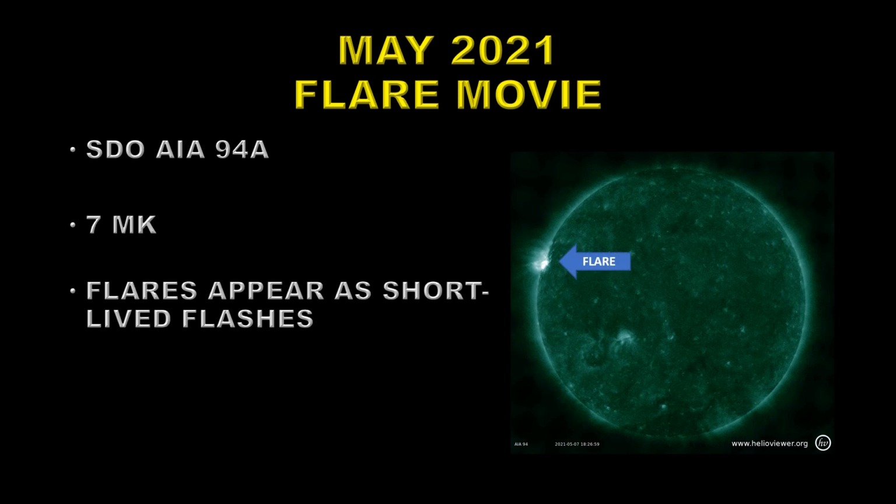This is the 94 angstrom channel on the AIA instrument. The temperature here is about 7 megakelvin. Flares appear as short-lived flashes, as shown here.